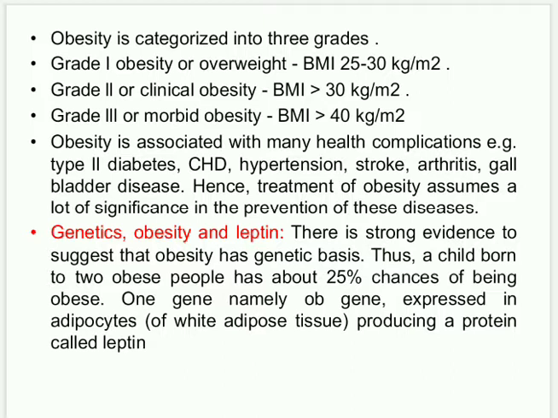So, obesity is categorized into 3 grades. In grade 1, obesity or overweight, the body mass index is between 25 to 30 kilogram per meter square. In grade 2 or clinical obesity, the body mass index is more than 30 kilogram per meter square. And in grade 3, which is also called morbid obesity, the body mass index is more than 40 kilogram per meter square.